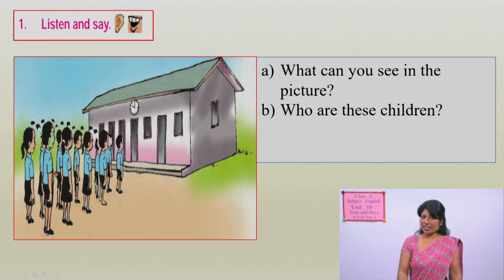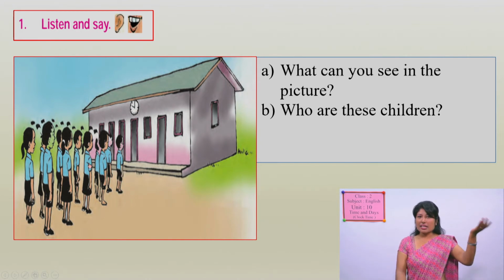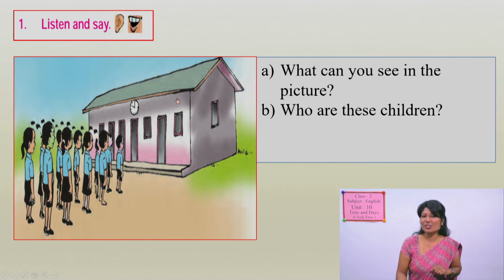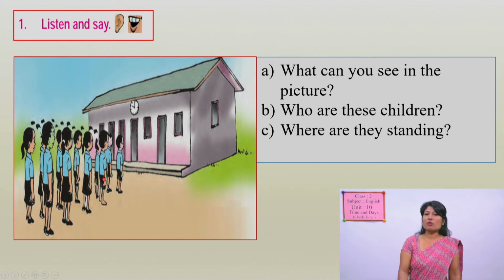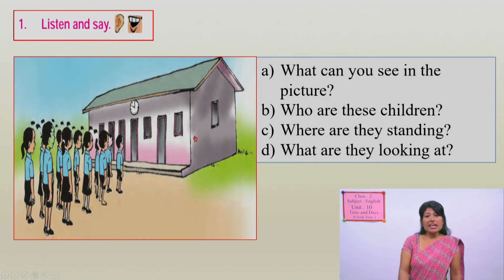What are they wearing? Yes, they are wearing uniform. It means they must be students of this school, right? And where are they standing? Obviously, they are standing on the school ground. So they are standing in the school ground in front of school, right?